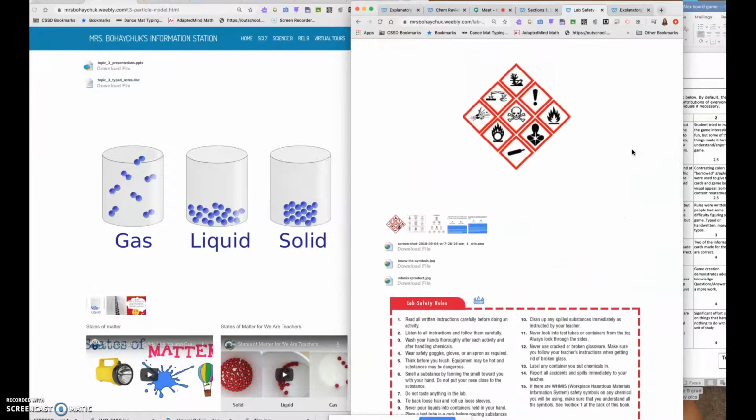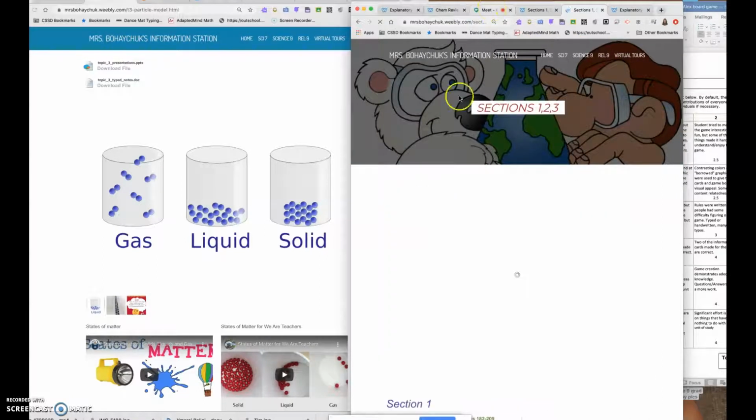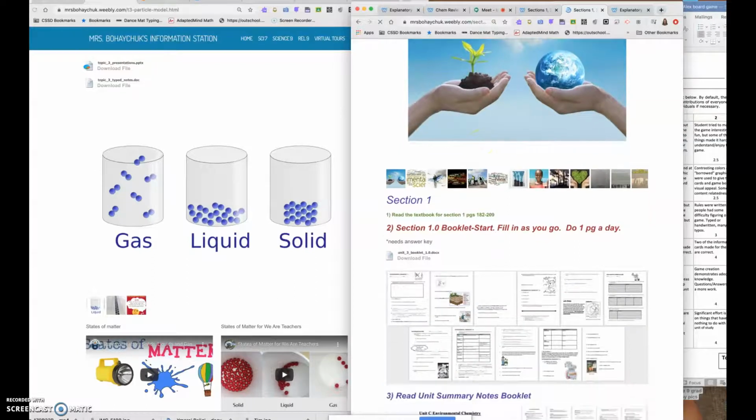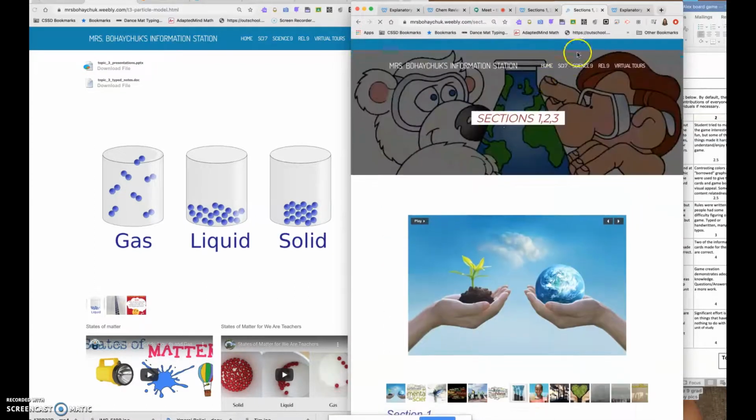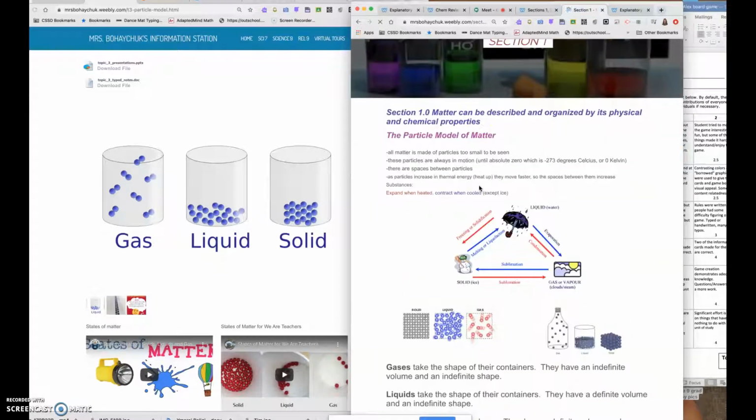Okay. Then we moved on to section 1, not that one, sorry. It was section 1, okay, about the particle model of matter.